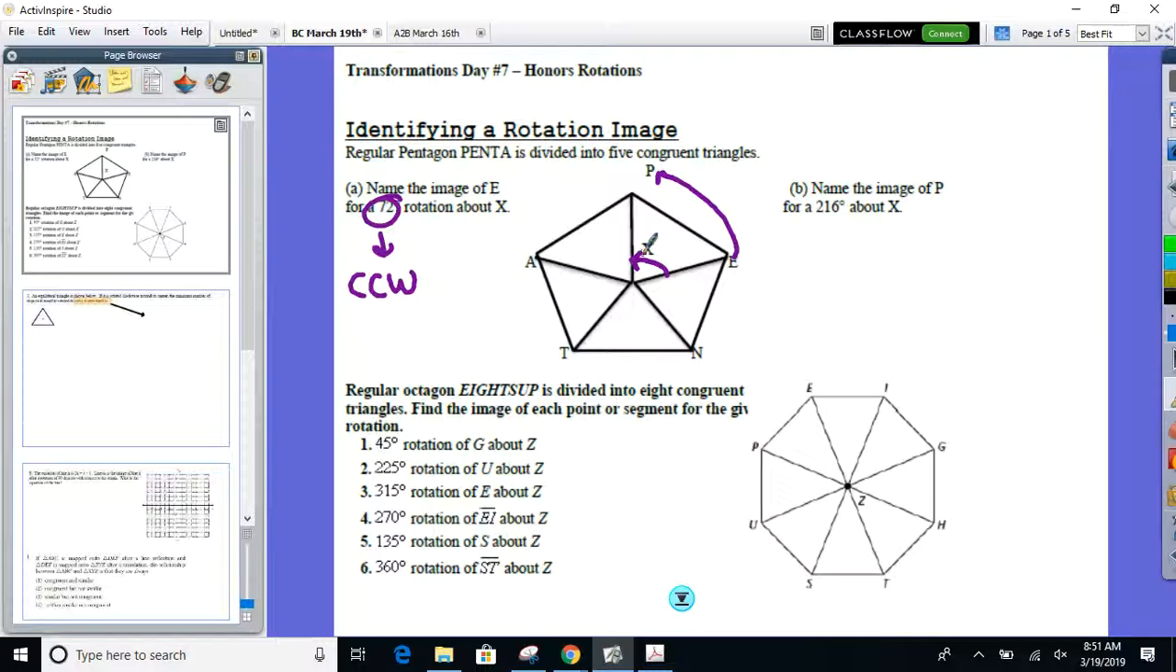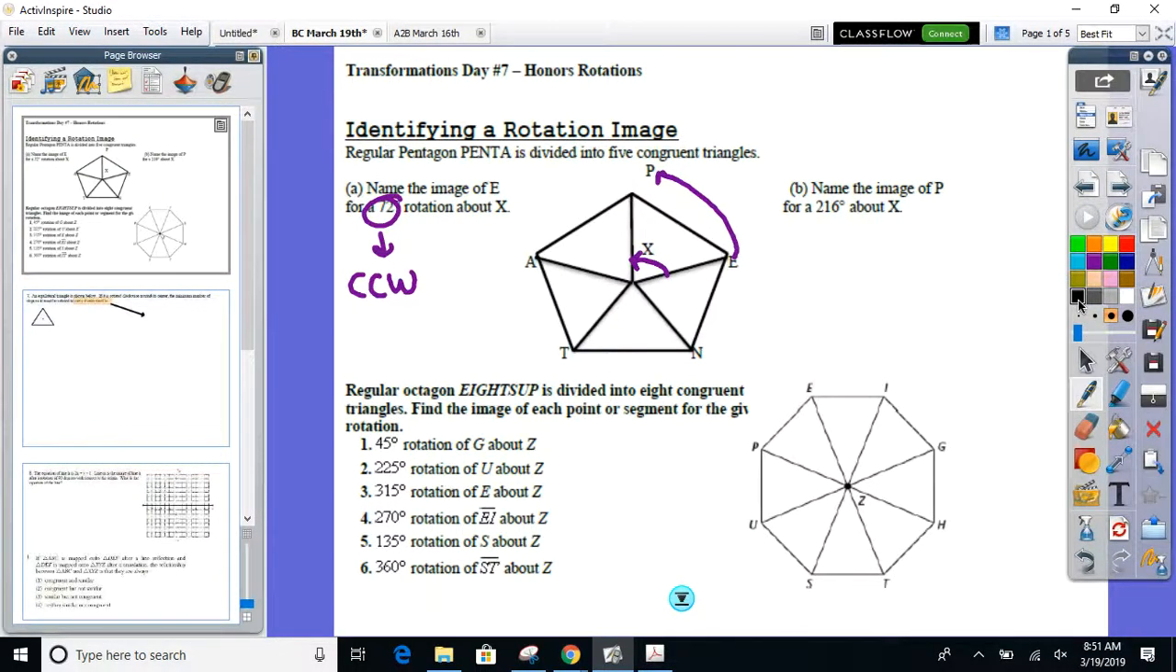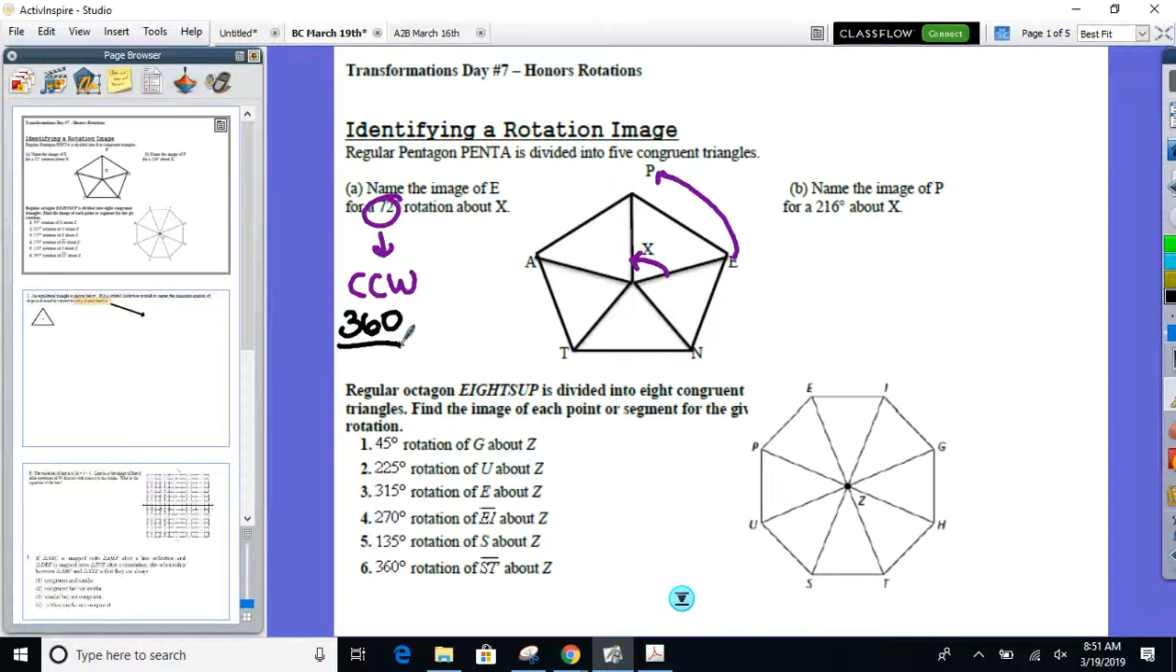360. Yeah, so let's do a quick calculation here. 360 divided by how many angles are there? 5. So it looks like every time I go vertex to vertex, I'm going 72 degrees.